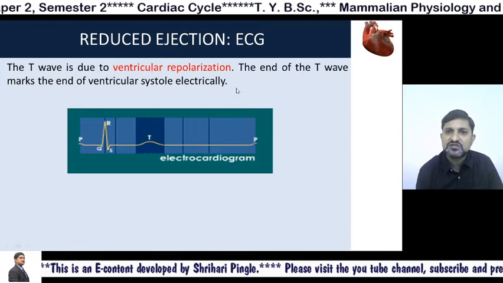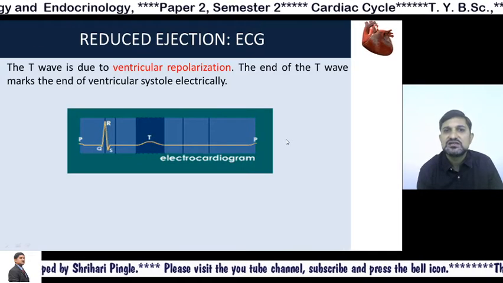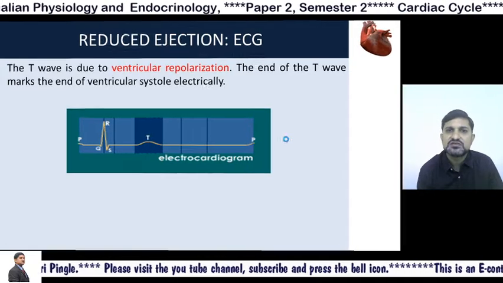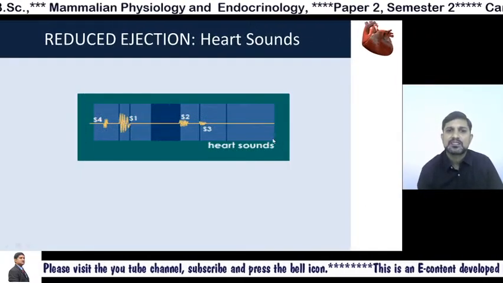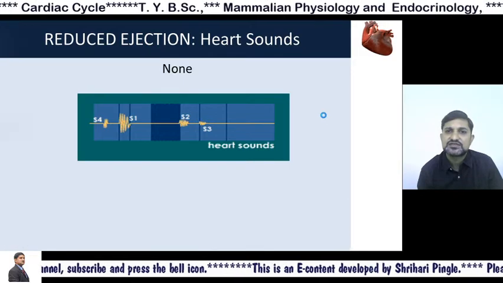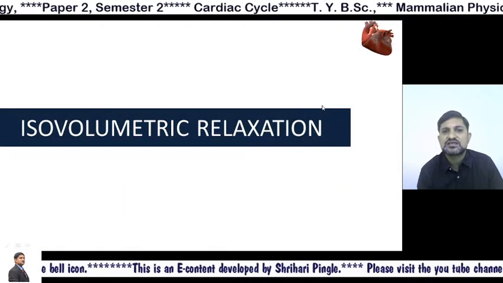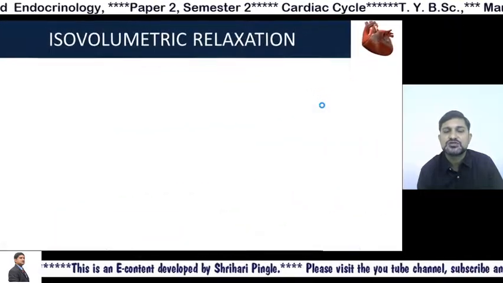So as a result of this, you see the small deflection, which is called the T wave, which occurs during the reduced ejection phase. And during this phase, there is no heart sound as such. Then we come down to the next event, which is called isovolumetric relaxation.